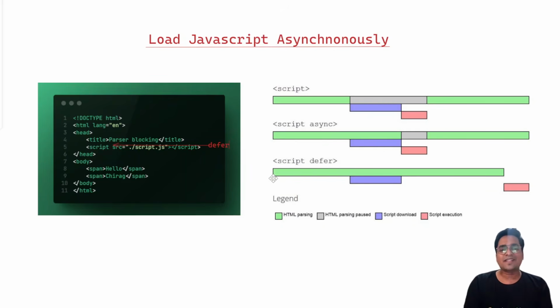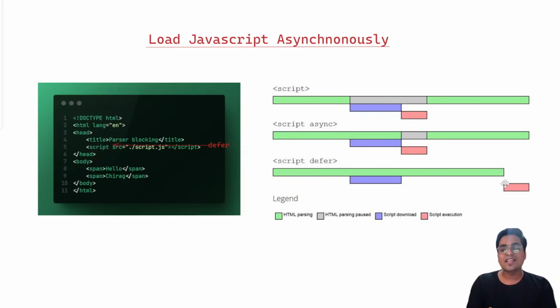So using this defer, try to understand what is happening. Your HTML parsing will complete and there is no one who is going to halt your HTML parsing. What that means is you are going to see your content which is listed over here, which is hello Chirag, as soon as possible, since your parsing is complete. But whenever it encounters your script, it will download that script in parallel without halting your parsing, so that you can see your content as soon as possible.